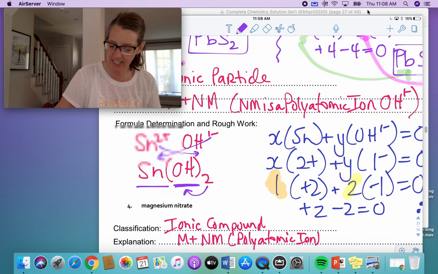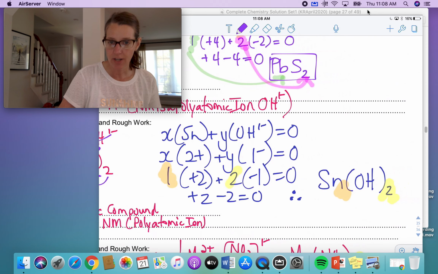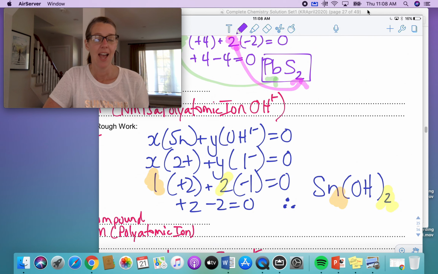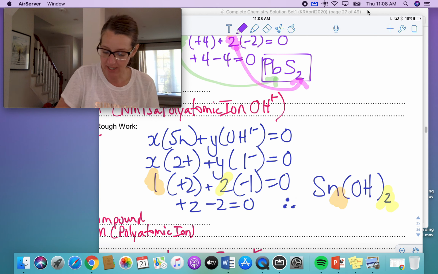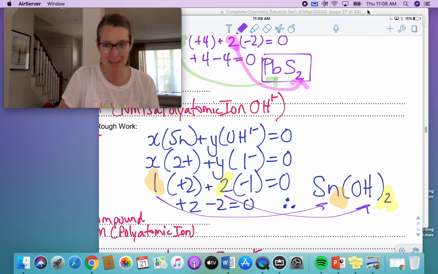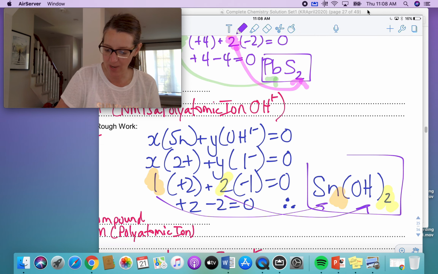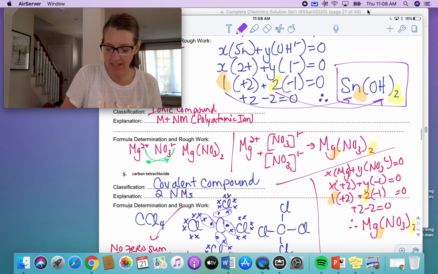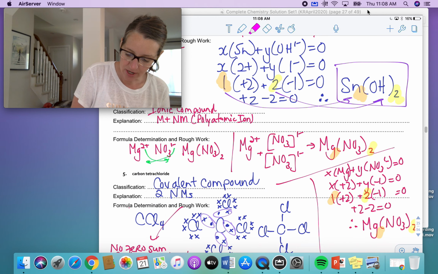What does that look like? If you want to show your zero-sum rule, how many tins and how many hydroxides? Hydroxide has a 1 minus charge, tin has a 2 plus charge, plus 2 minus 2 gives me 0. So I know I need 1 of these and 2 of these, and I get the same answer, Sn(OH)2.